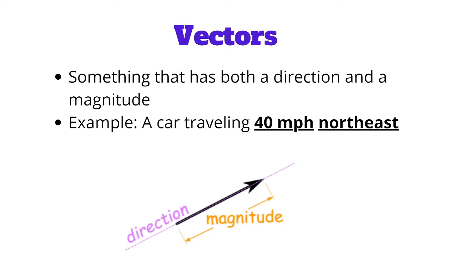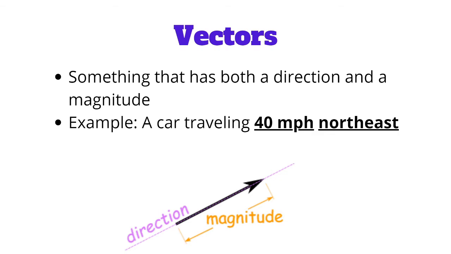So for example, when we talk about cars, we always know that whenever they're driving, they're always moving at a certain speed. So for example, 40 miles per hour, and also in a direction. So for example, you might be going south or north or northeast. And that's basically what a vector is. It has both a magnitude, which in this case is 40 miles per hour, and a direction, in this case it'll be north or northeast.